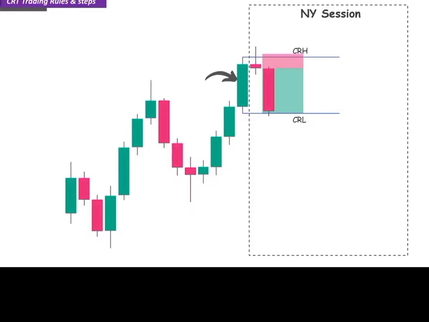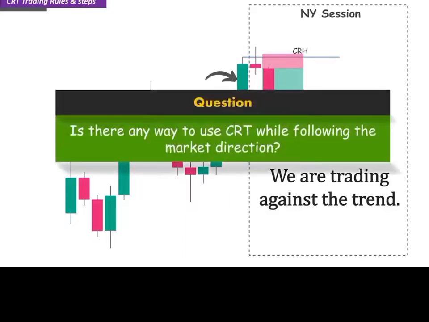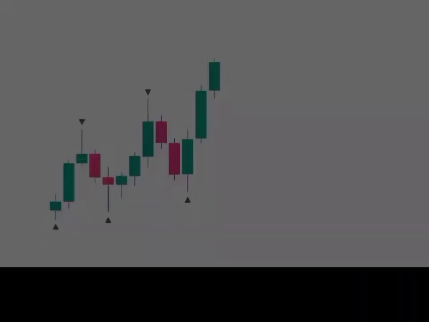However, there is only one problem with this approach. We are trading against the trend. Trading alongside the trend gives us more confidence and better high-probability setups. So, is there any way to use CRT while following the market direction? The answer is yes. We have developed a trading setup that works with the trend and still follows the CRT idea. Let me show you how it works.